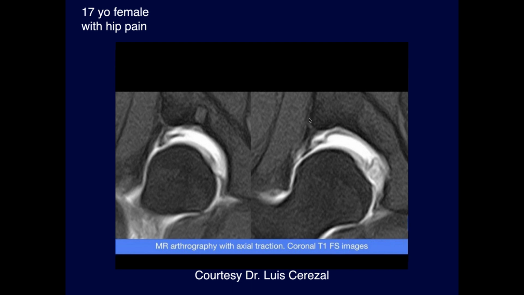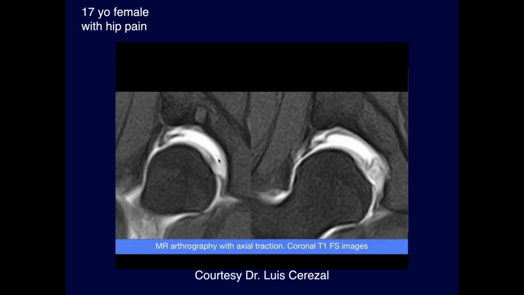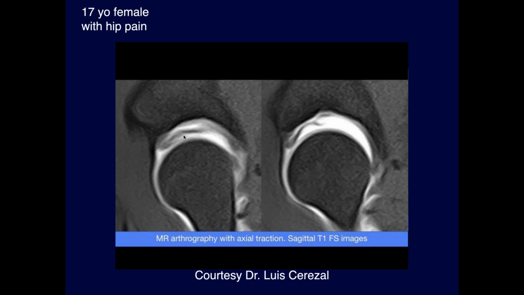Okay, so this is with traction. They were doing studies where they would do an MR arthrogram of the hip and image the patients normally, and then with axial traction on the femur. What they found is you could see these flap injuries of the articular cartilage and the labrum much better if you place the hip under traction.